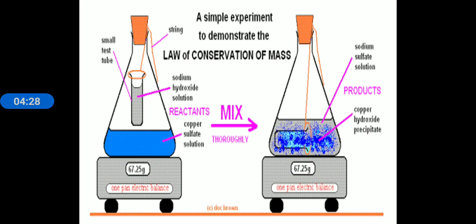When we add the solution of sodium hydroxide from the test tube to the copper sulfate solution present in the conical flask, then a chemical reaction takes place, and after the chemical reaction the net mass of the product is 67.25 grams. No change occurs in grams. Sodium hydroxide reacts with copper sulfate and makes new products, sodium sulfate and copper hydroxide in the form of precipitate. So this experiment also proved that before and after chemical reaction, the net mass of reacting substances is equal.